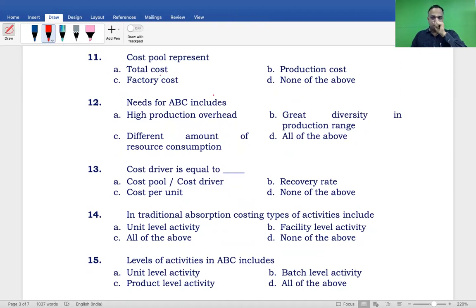Cost pool represents: total cost, production cost, factory cost, none of the above. Pooling of assets means total. Am I right? Similarly, cost pool represents total cost.